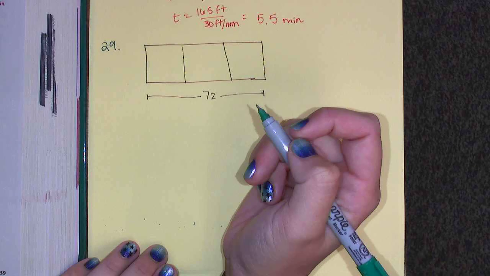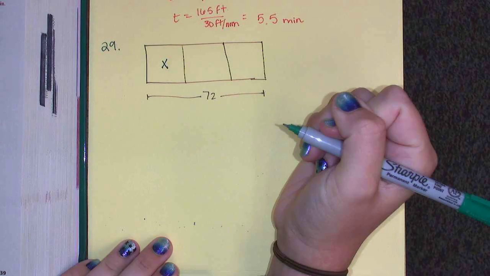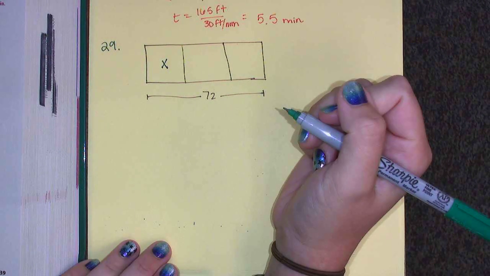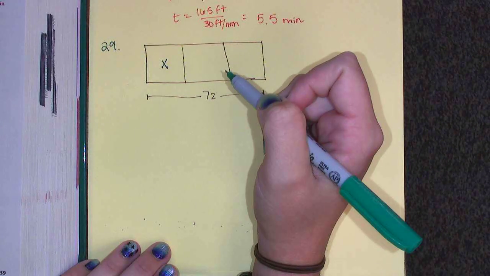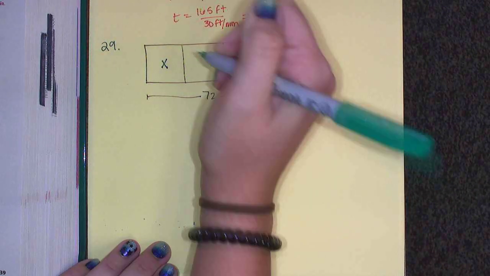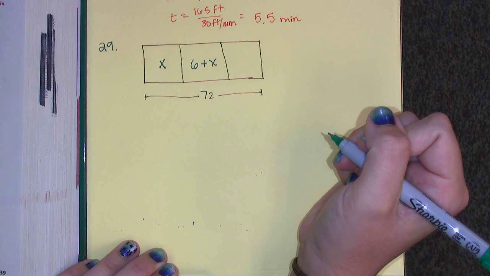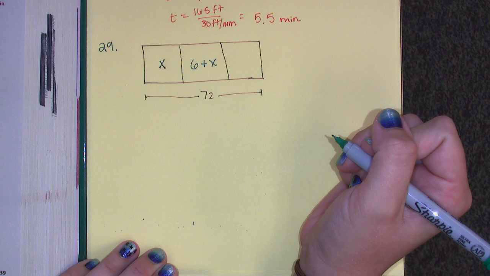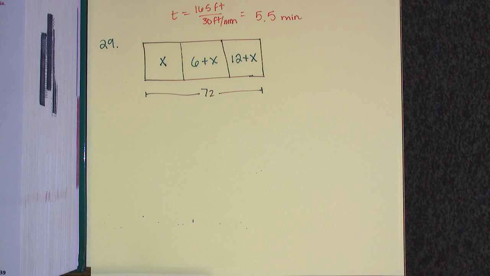Okay, so the first piece, we don't know what it is, so we're just going to call it x. Alright, the next piece is 6 inches longer than the first, so what would the next piece be? 6 plus x. And the last piece is 6 inches longer than the second piece, so it'll be 12 plus x. So then we just set the whole thing up equal to 72. And we're going to solve for x.